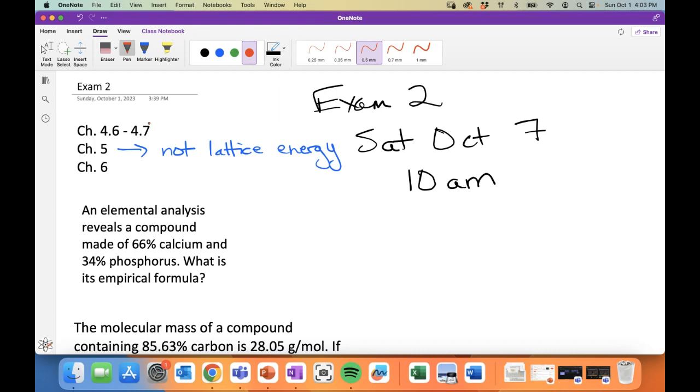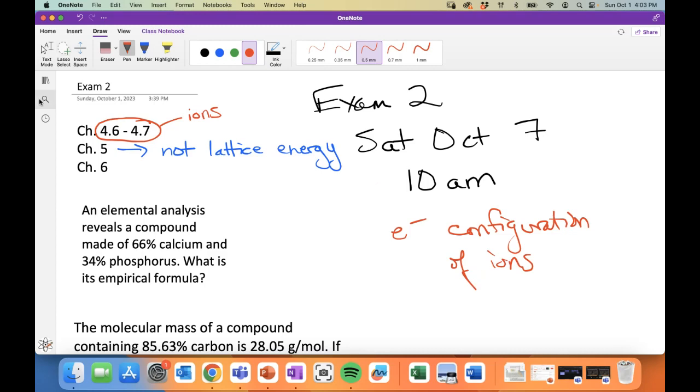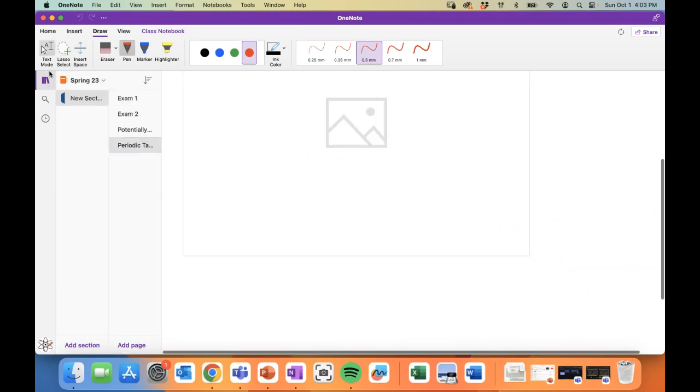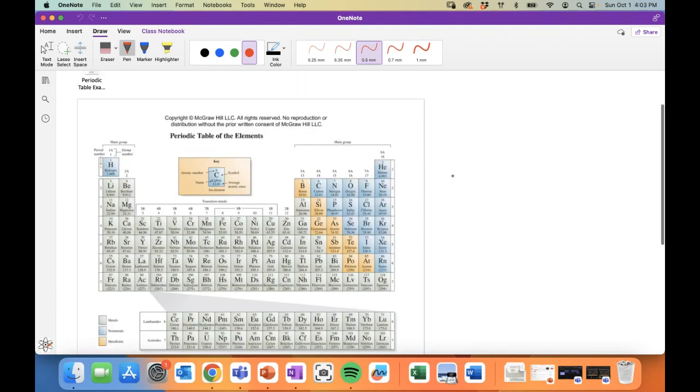4.6 and 4.7 relate other topics to ions. Now, the interesting thing about this is there's going to be electron configuration of ions. The odd thing with this is you do have to still remember your electron configuration. So what I mean by that is, if the problem asked for the electron configuration of, well, let's just do fluorine, but the fluoride ion now.